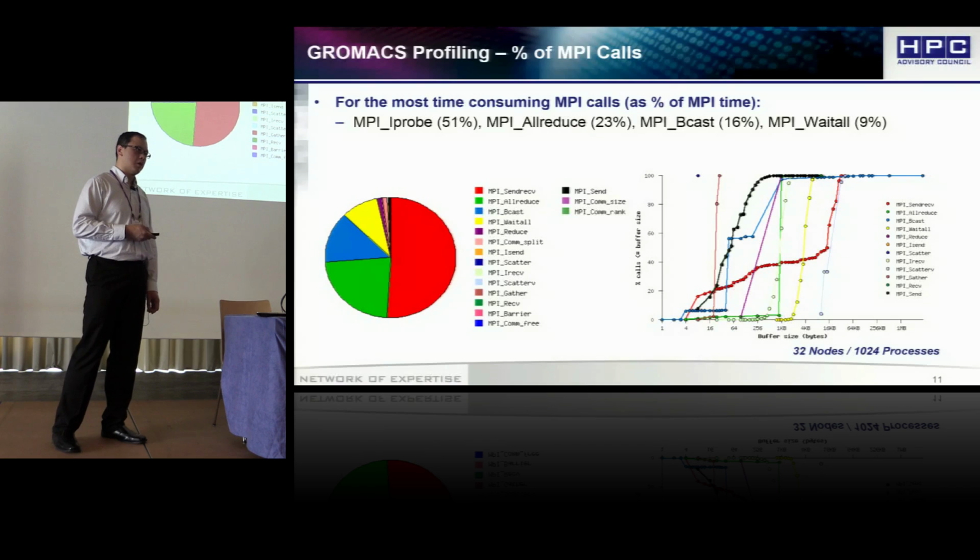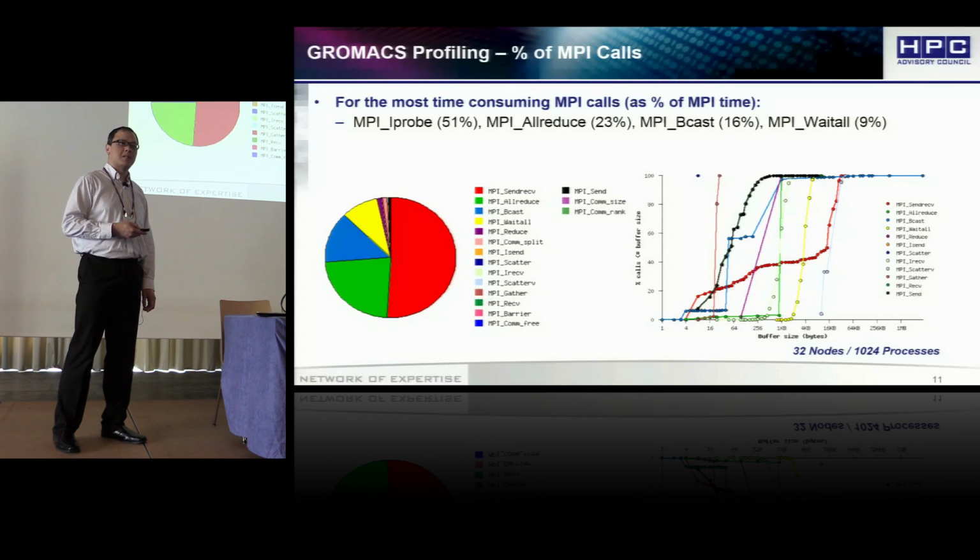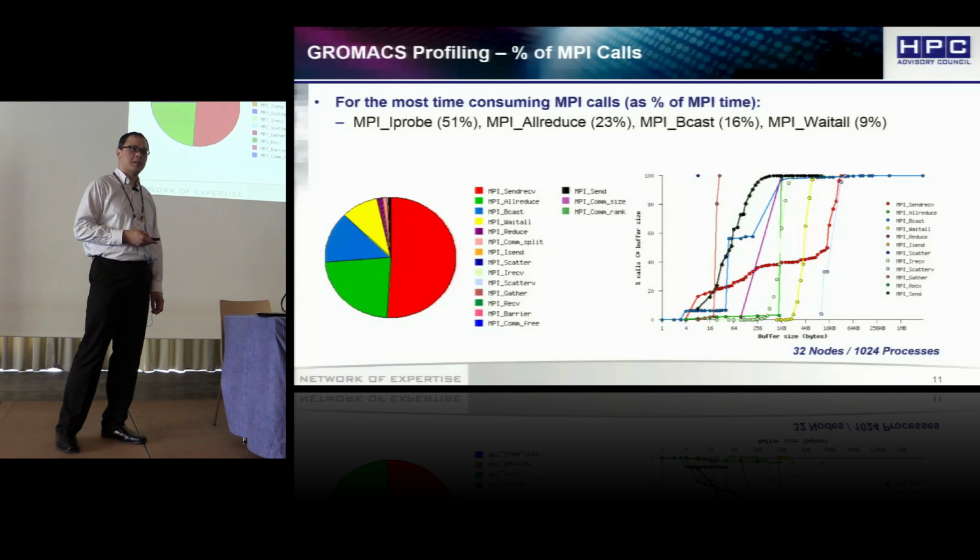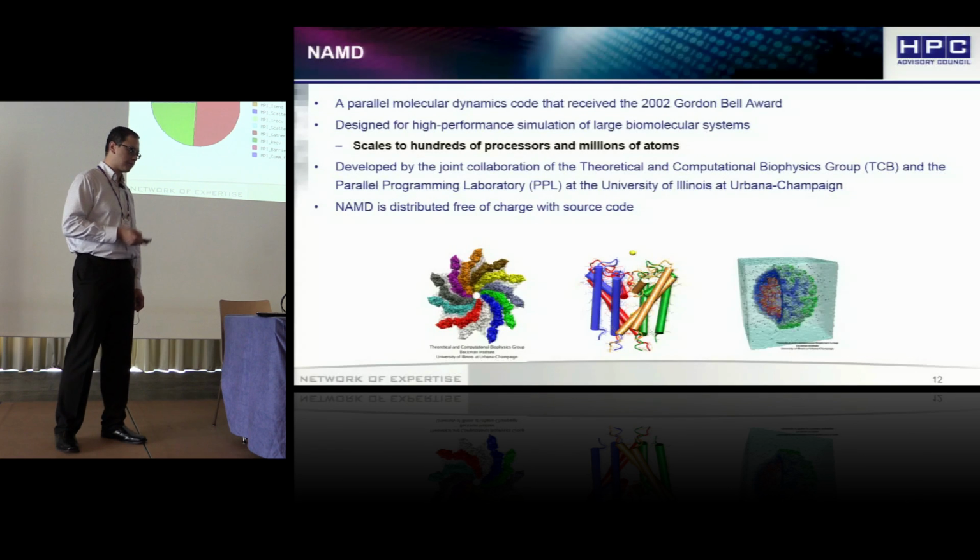Only a fraction is in all reduced, which is the collective operation. So this is one of the reasons that I think this particular input data can scale to that many systems, because there's not a lot of time actually spent on collective operations.